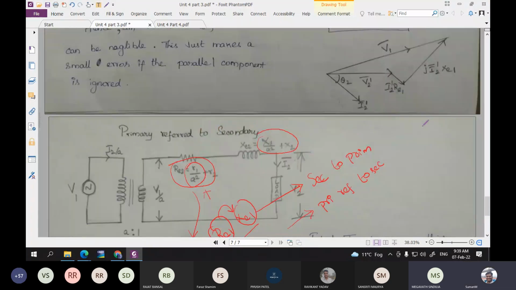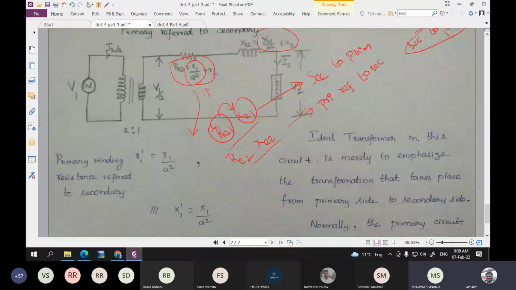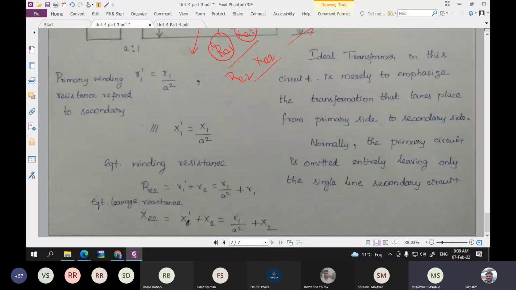So generally, we always work with the secondary referred to the primary. Generally, we will be working with the previous case where the secondary is referred to the primary because it is easy for us to analyze. Okay, so this is about the equivalent circuit of the transformer.